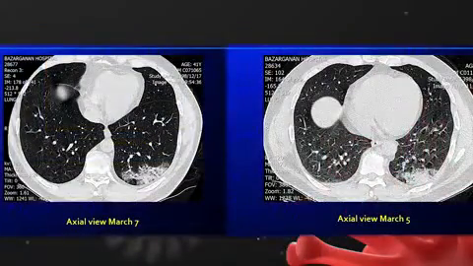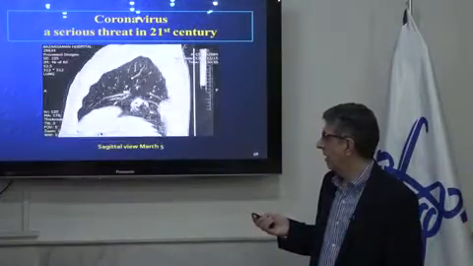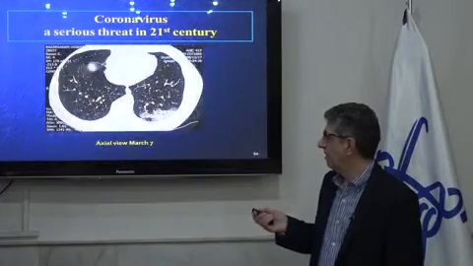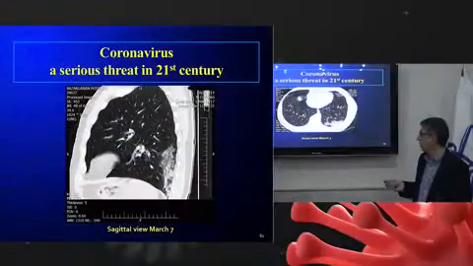Go back to the March 5th CT scan. You can see the consolidation is so packed. It's very consolidated. And on March 7th, it is in the resolving process.